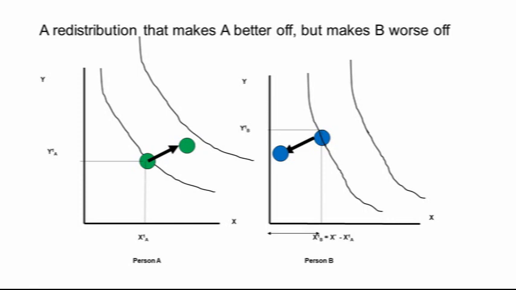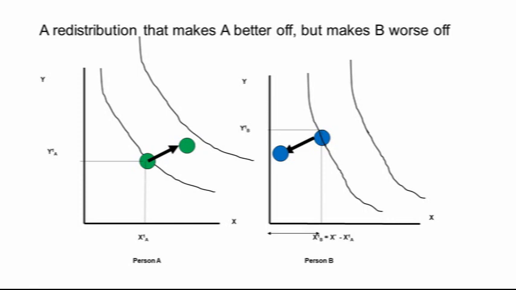And whatever we give to person A in good Y has to be exactly what we take away from person B. And I can see from this example already that if I give person A more of both goods, then I must be making person B worse off.